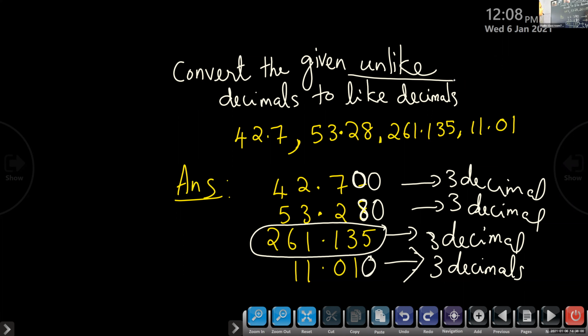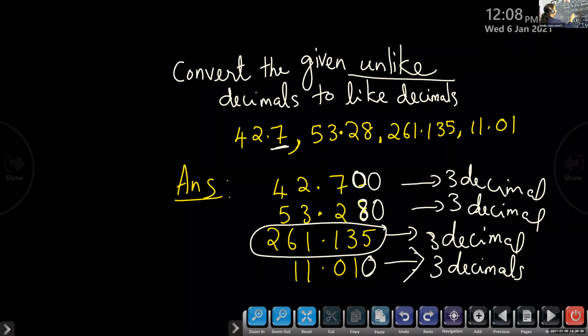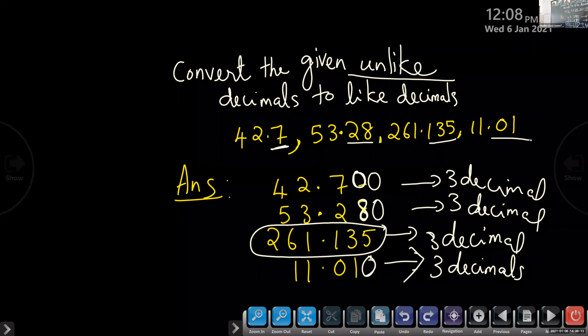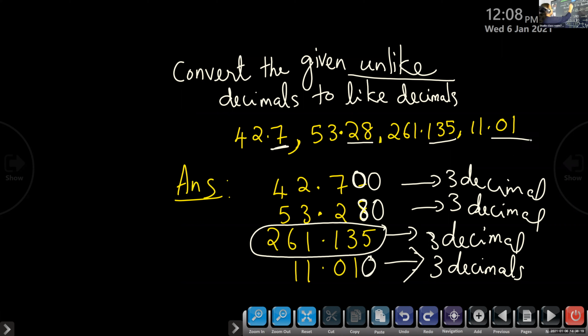The number of decimal places not same means after the decimal point, the number of digits differ. Look here, we have 1 decimal place, here 2, here 3, here 2. So they are unlike decimals. The question is to convert the given unlike decimals to like decimals. When we add as many zeros to the right side, we get all the decimals with the same number of decimal places.